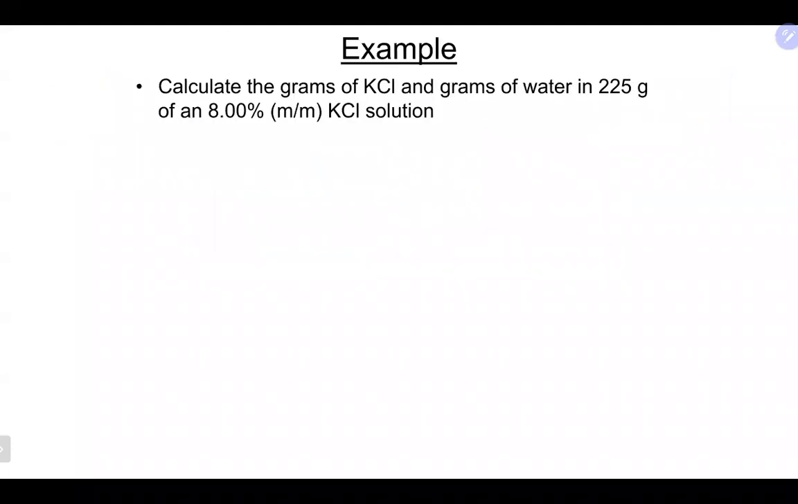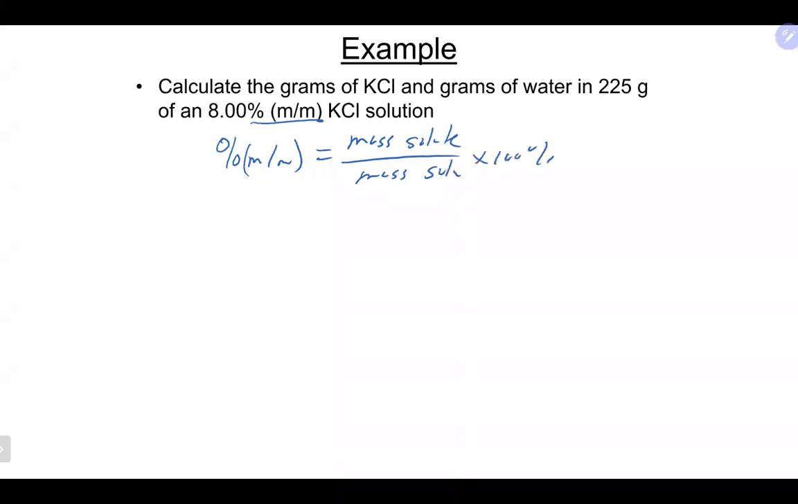All right, let's try one more here. Calculate the grams of KCl and the grams of water in 225 grams of an 8% mass to mass KCl solution. Let's see what you come up with here. We're dealing with percent mass to mass, so that's a good place to start. We'll start with our formula, which is the mass of our solute divided by the mass of the solution times 100%. We're looking for the grams of KCl, so that is our solute.